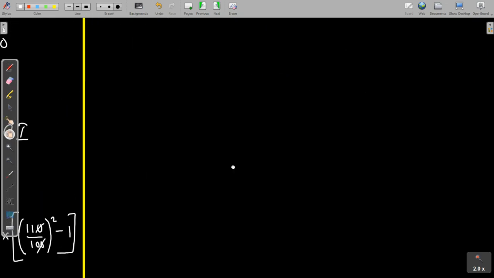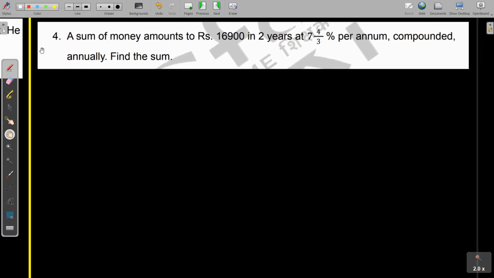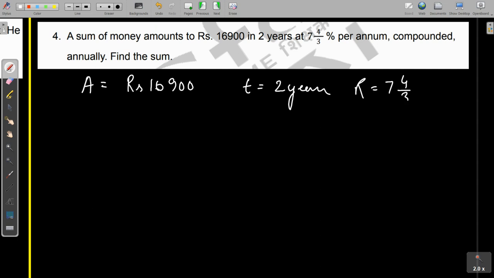Okay, now let's move to the fourth question. A sum of money amounts to this much, so the amount is known this time, rupees 16,900. Time is known too, 2 years. The rate is given like this, so we are going to convert it: 7 times 3 is 21, 21 plus 4 is 25, so 25 upon 3%. Find the sum. So we don't know the principal.